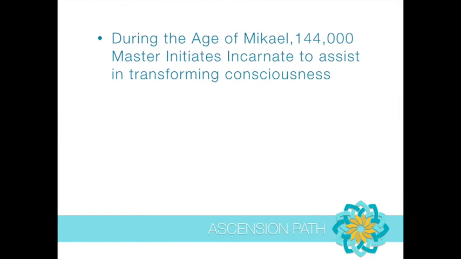Now, during the age of Michael, there are 144,000 master initiates. You may have heard that number a lot. There's 144,000 master initiates that have reincarnated. They are masters who, in the past, have gone through mystery schools or paths of mastery, engaging with that in order to assist in transforming consciousness. So we all had this agreement that we're all going to come back during the shift in consciousness and incarnate all at the same time to move us into this age of ascension, to move us into this dimensional shift. So that's where that 144,000 comes in.